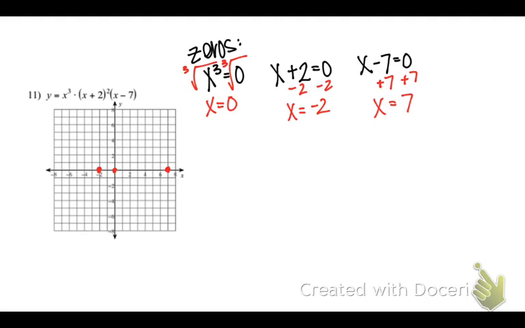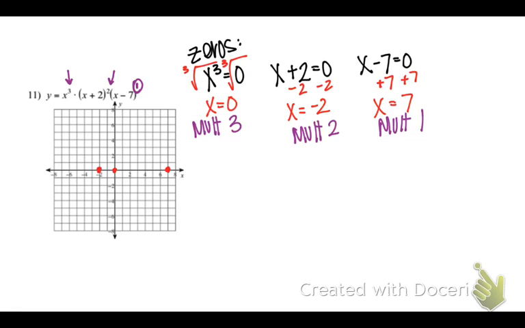Now I can look at my exponents. This is a 3, so this one has a multiplicity of 3. This is a 2, so this has a multiplicity of 2. This one, there isn't a number there, so we're just going to assume it's a 1. So this has a multiplicity of 1.